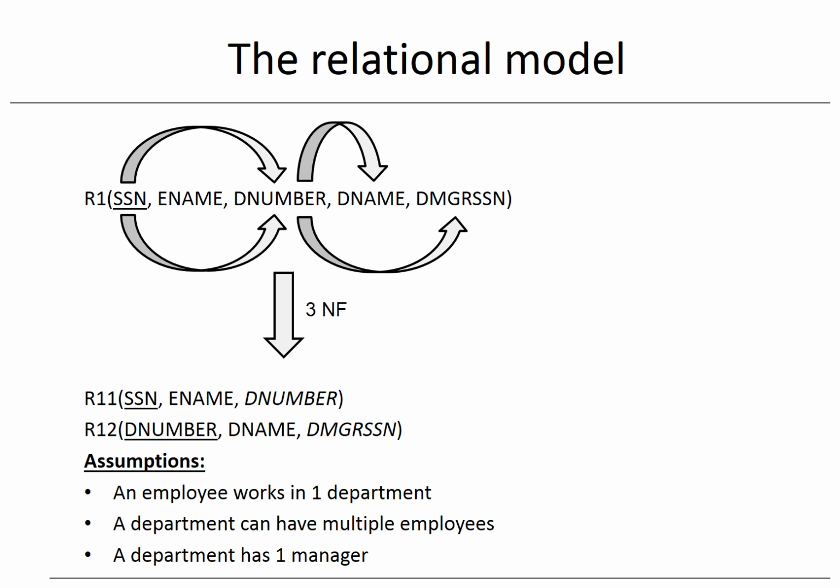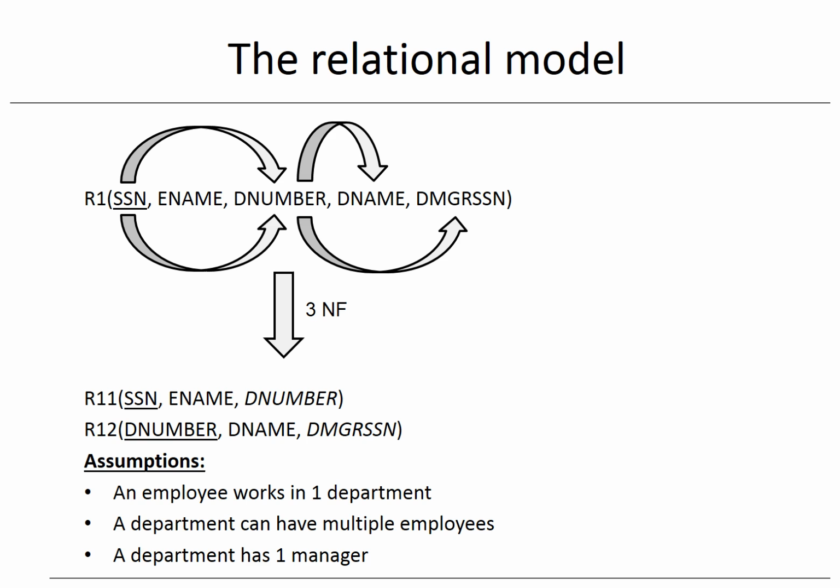The assumptions are as follows. An employee works in one department. A department can have multiple employees, and a department has one manager. Given these assumptions, we have two transitive dependencies in R. D-name is transitively dependent on social security number via d-number. In other words, d-number is functionally dependent on social security number, and d-name is functionally dependent on d-number.